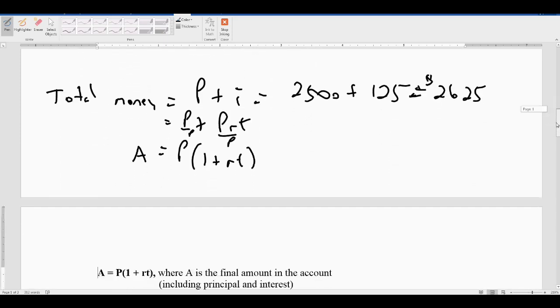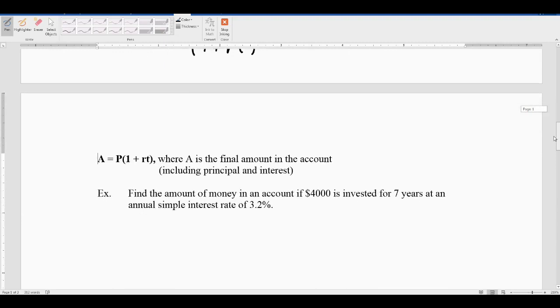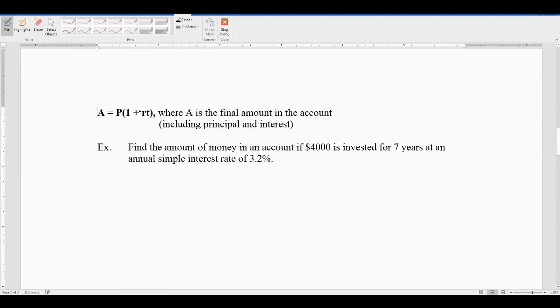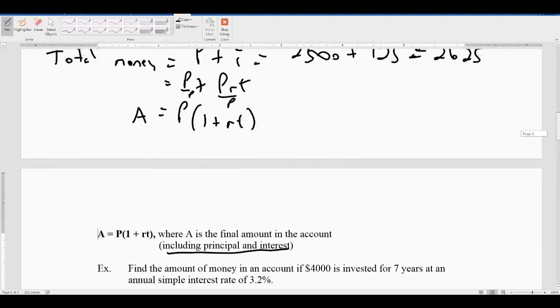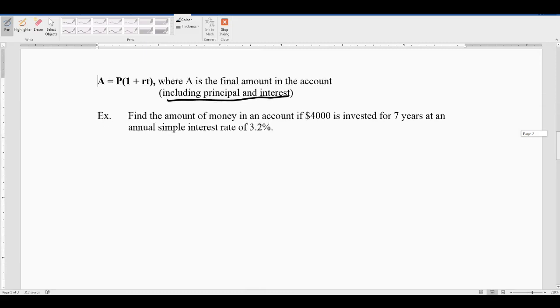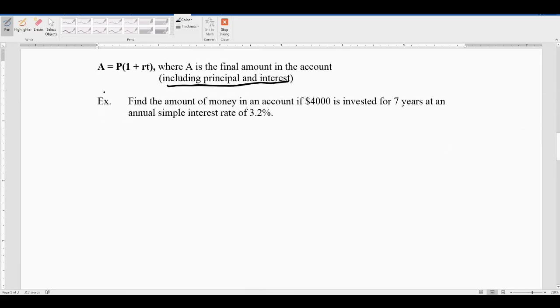Good for you is that you don't have to do that because it's already given to you. If you ever see this formula, it's the total amount of money for a simple interest account. It includes the principal and the interest. So that's how you find it if you want to know about that. And here's what it is. It's going to be given to you in a formula sheet somewhere, so you don't have to memorize it. You just got to be able to recognize it.